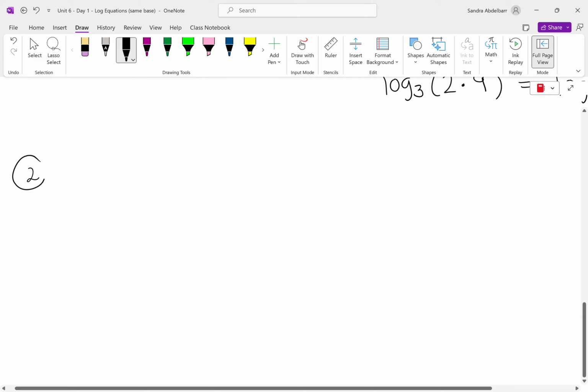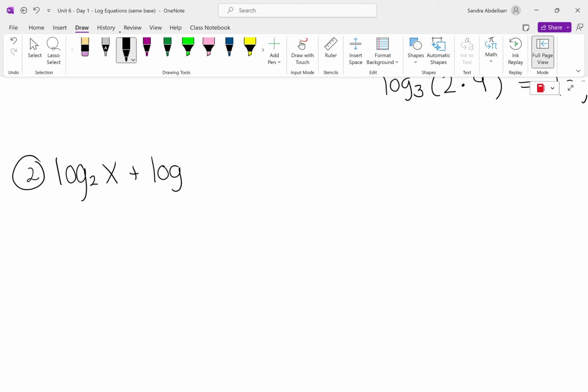All right, let's do another one. So we have two options here, log equals log or log equals number. Which one is this? Log equals number. So our game plan for this is different than when it's log equals log. We still want to make sure that we have all the same bases on the logs, which we do. We have a base of 2.